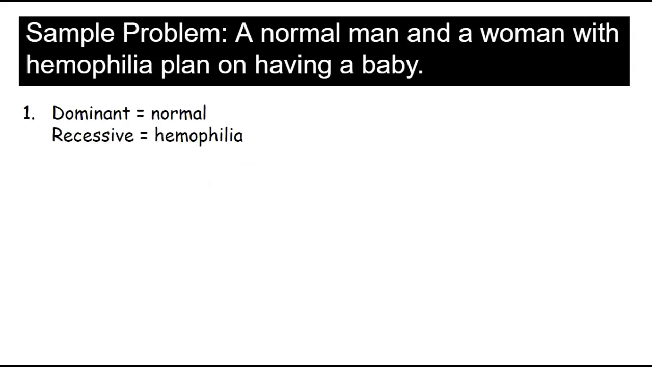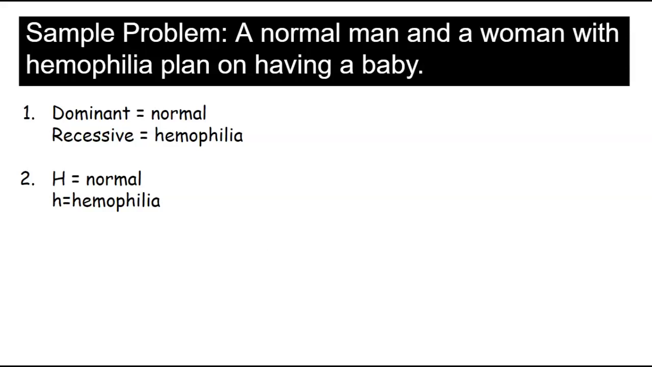Let's do a practice problem. A normal man and a woman with hemophilia plan on having a baby. Okay. So we know from our notes, dominant is normal, recessive is hemophilia. What do we do for letters? You can pick any letter you want. Dominant's going to be a capital, right? So hemophilia is going to be a lowercase. We're just going to use the H's that we wrote in the notes, but you can use whatever one you want.